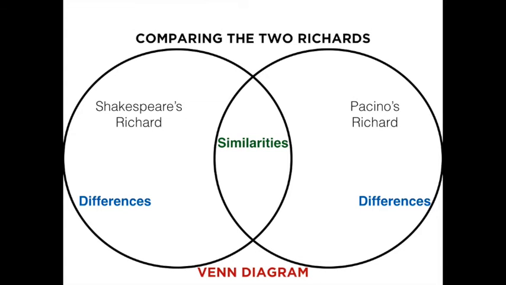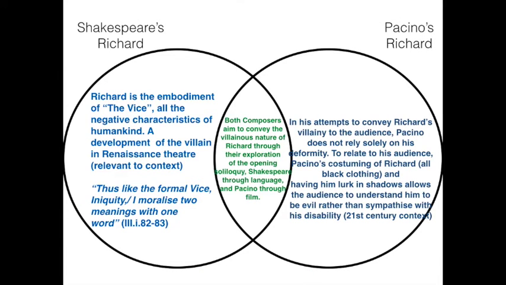By using this type of diagram, it helps us, and it also allows you to visualize it, which I think is key, because sometimes if we just look at text or just have tables or fill the pages with notes, it does become quite daunting, so this helps. So an example would be, what I've done in here is we've looked at just one particular aspect. For Shakespeare's Richard, I've said that, in terms of Richard's characterization, Richard is the embodiment of the vice or the negative characteristics of humankind, a development of the villain in Renaissance theatre, and so that's relevant to the Elizabethan context.